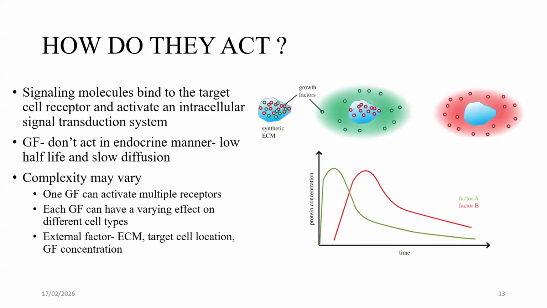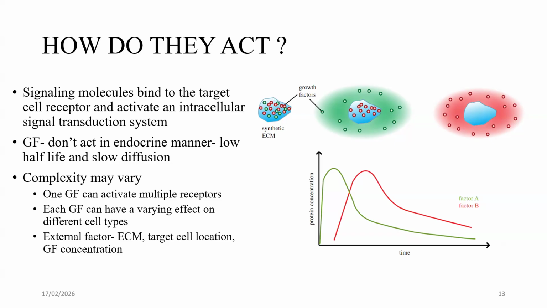So how do they act? How do these complex growth factor nanoparticles act? So signaling molecules bind to a target cell receptor and activate an intracellular signal transduction system. Now, earlier on, you were seeing this image of a growth factor which had these blue, red, black legs. Now these target specific cell receptors, and then they trigger an intracellular signal transduction system.